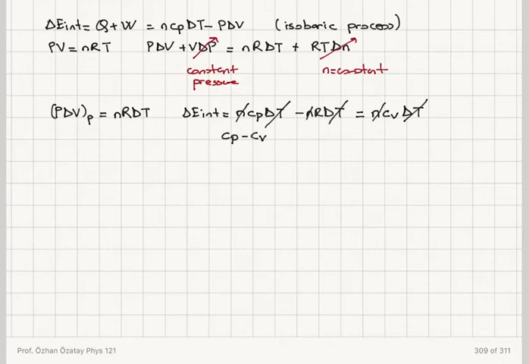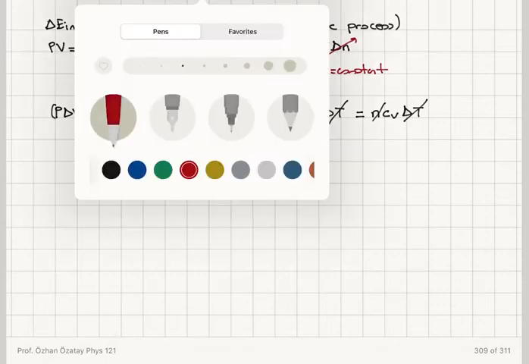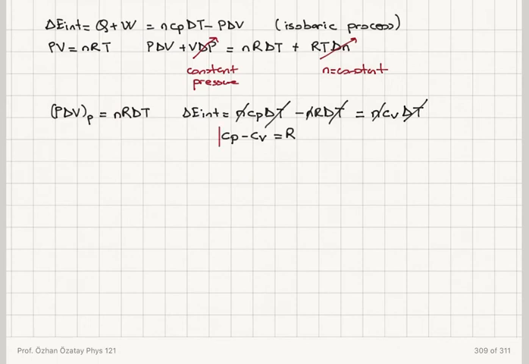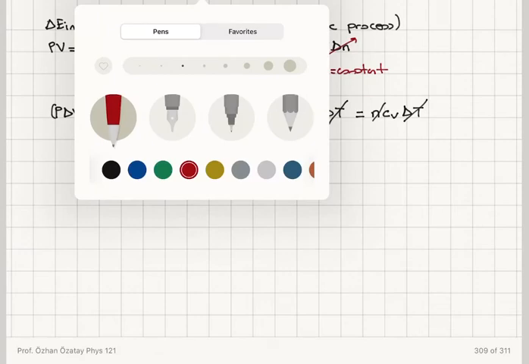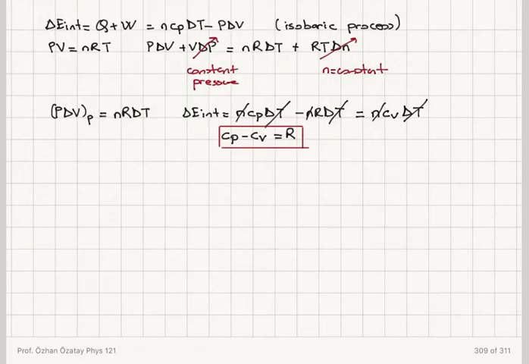and I obtain the following relationship between Cp and Cv. Cp minus Cv, molar specific heat at constant pressure minus molar specific heat at constant volume, is equal to R, the universal gas constant. And this is true for any ideal gas. So I didn't say anything about monatomic or diatomic. For any ideal gas, this relationship is correct.